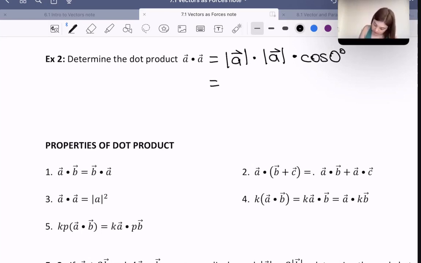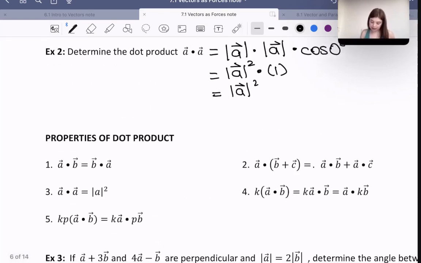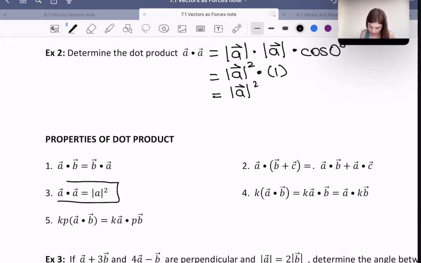So that means we're going to get the magnitude of A squared times cosine 0, which is 1, which is just going to give us the magnitude of A squared in this case. Good. All right, I want to talk about some other properties of the dot product. So this one actually here, we just discovered now, right? Whereas if we have the same vector twice that we're taking the dot product of, it's going to be squared, right? Because cosine of 0 is just 1.